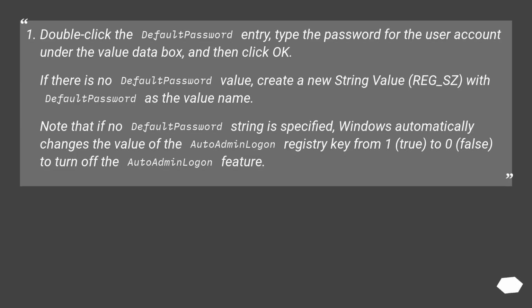Double-click the DefaultPassword entry, type the password for the user account under the value data box, and then click OK. If there is no DefaultPassword value, create a new string value, REG_SZ, with DefaultPassword as the value name. Note that if no DefaultPassword string is specified, Windows automatically changes the value of the AutoAdminLogon registry key from 1 (true) to 0 (false) to turn off the AutoAdminLogon feature.